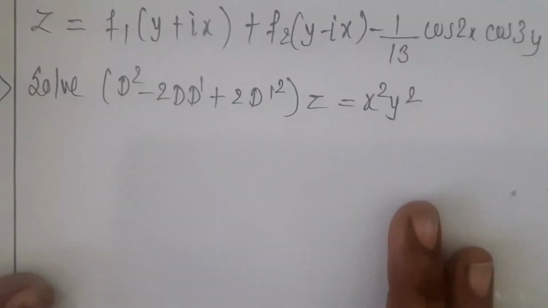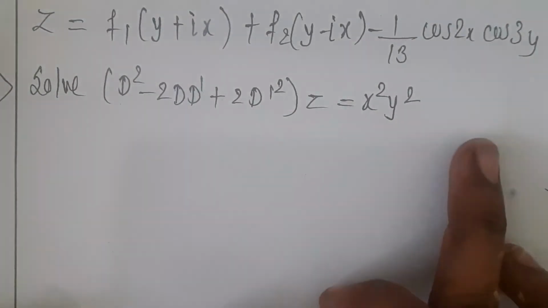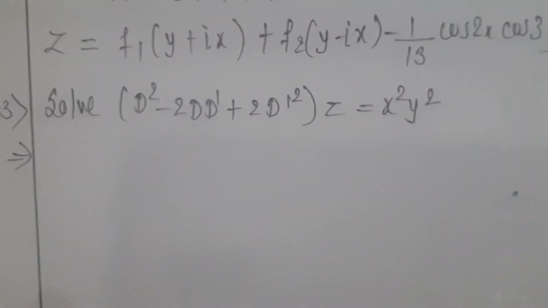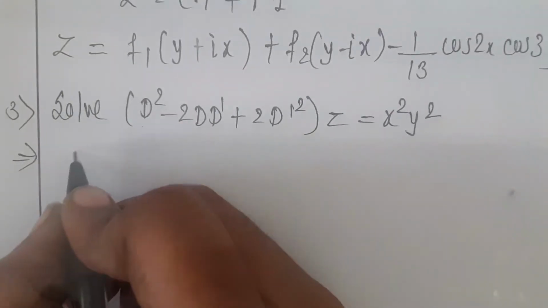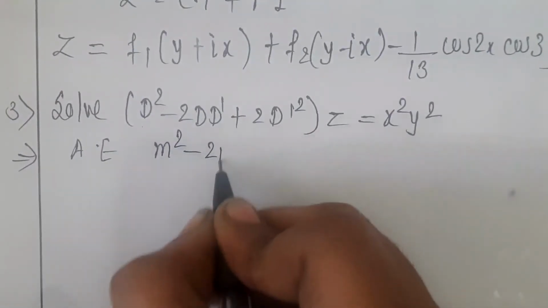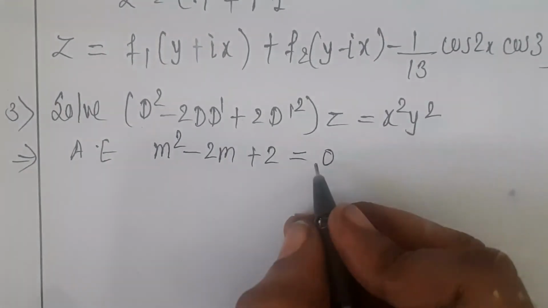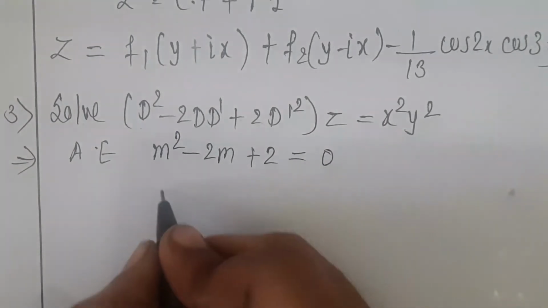Now the next question is: solve d square minus 2dd dash plus 2d dash square into z is equal to x square y square. How to solve this question? First, it is already given in terms of d and d dash, so write down the auxiliary equation. The auxiliary equation is m square minus 2m plus 2 equal to 0. Directly we will not get factors here, so we find out the factors.